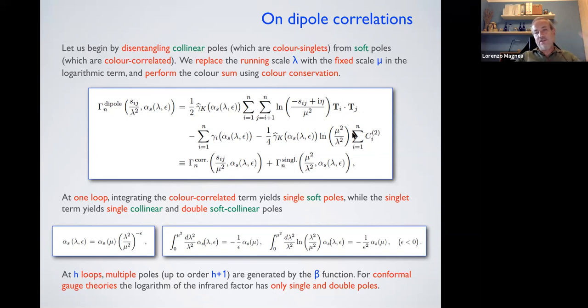And in the language that we normally use, we would say that the first line gives purely soft single poles, whereas the second line gives collinear poles, and the last term is responsible for soft collinear double poles. And below you see how the poles are generated. The d-dimensional running coupling has a scale factor. When you integrate that, it gives you a pole, but let me not waste time on that.